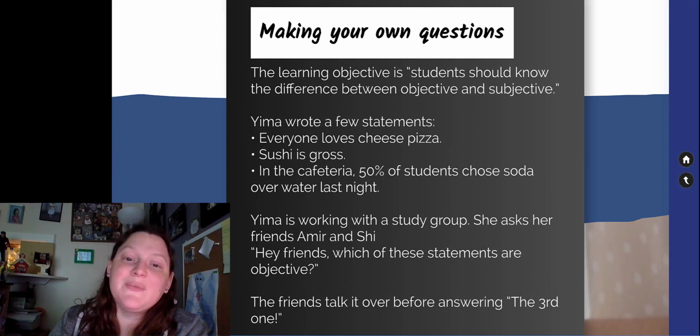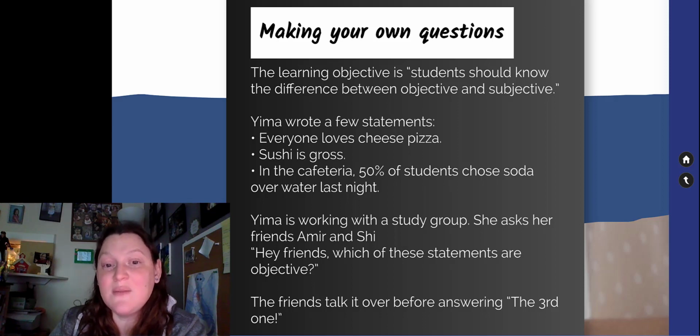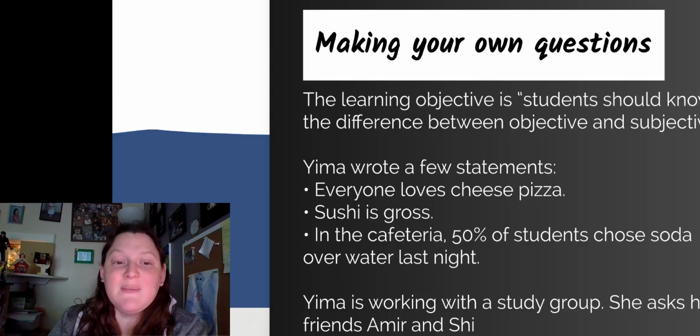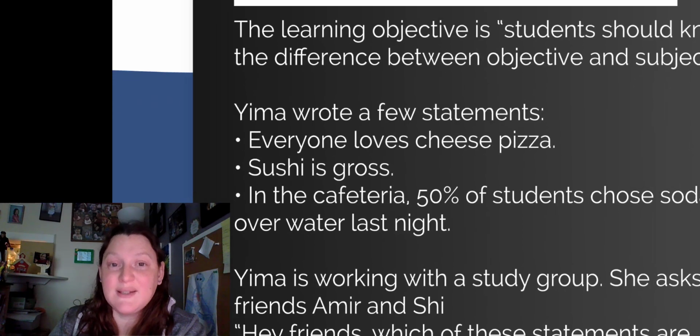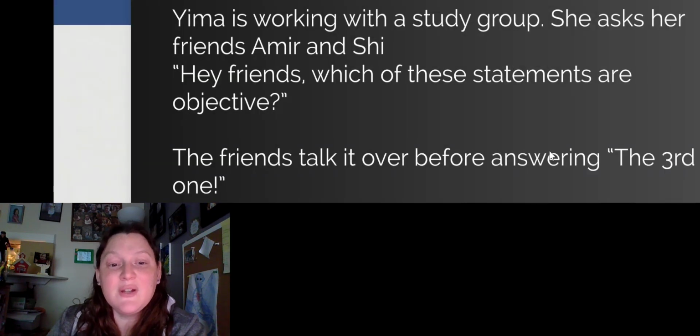Here's another example. The learning objective is students should know the difference between objective and subjective. Yima wrote a few statements. Everyone loves cheese pizza. Sushi is gross. In the cafeteria, 50% of students chose soda over water last night. Yima is working with a study group. She asks her friends Amir and She, "Hey friends, which of the statements are objective?" Her friends talk it over before answering the third one.